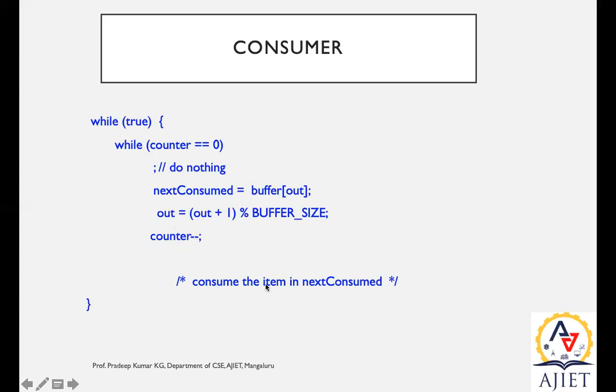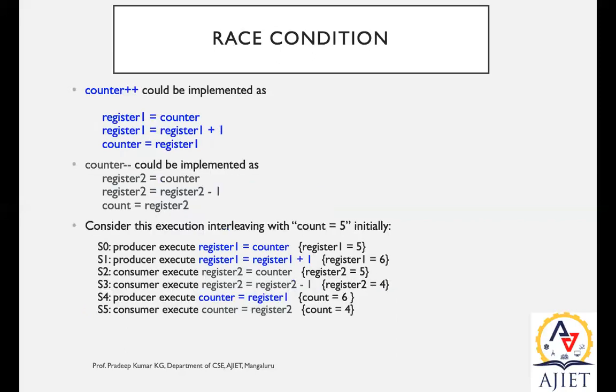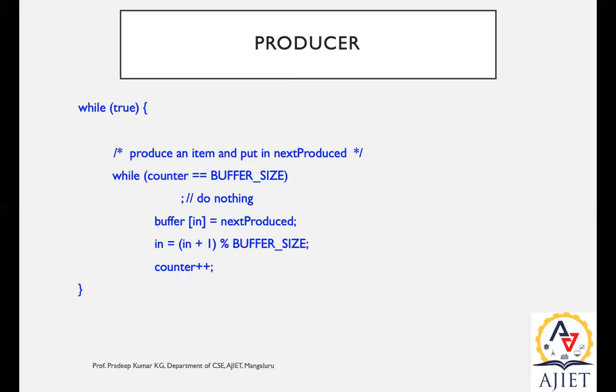On the other hand, consume the item in next consumed. Whatever data is available in this buffer is consumed by the consumer. After consuming, whenever the information from this buffer is consumed, the counter must automatically be decremented by 1. So that is the consumer's situation. Now, in this scenario, the producer may produce data while the consumer may consume that data simultaneously.